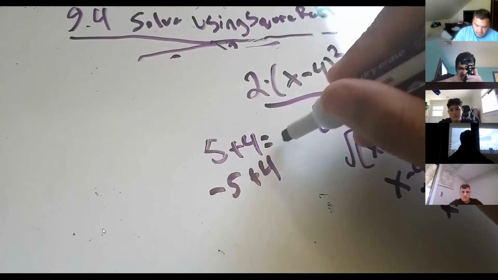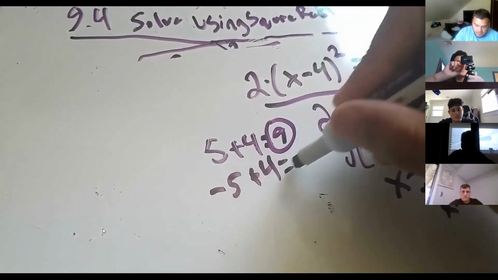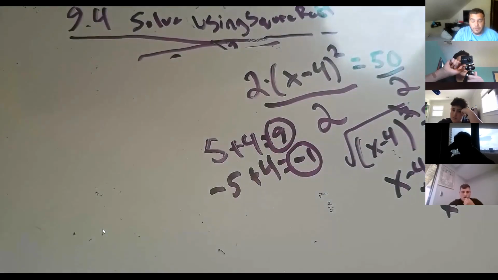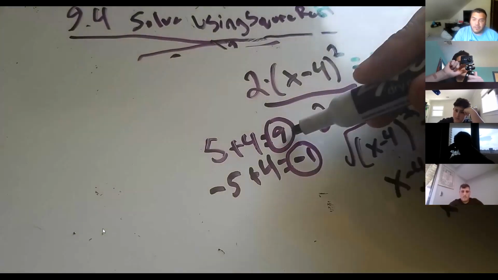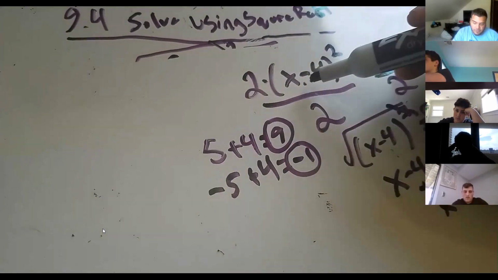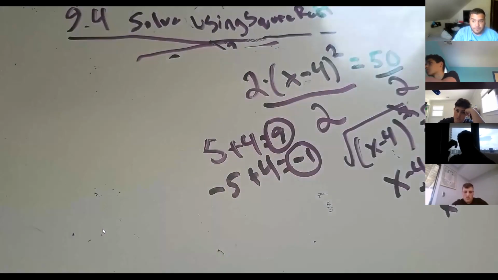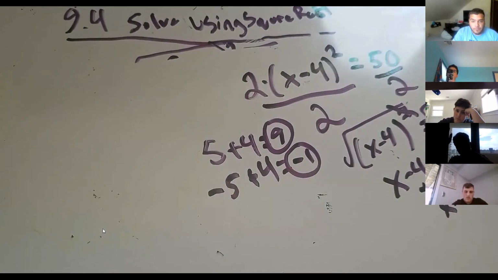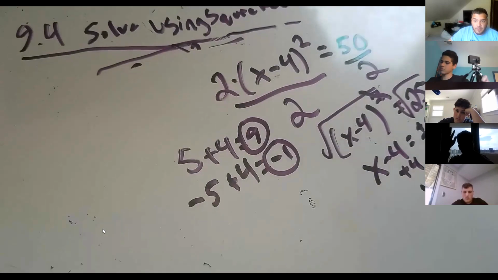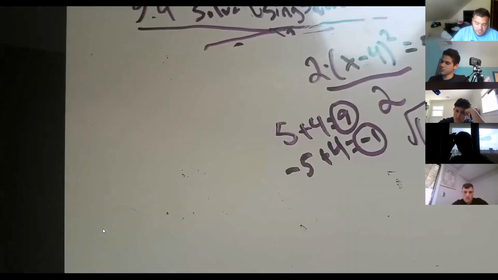Right here is 9. That's one of my answers. Right here, it's negative 1. That's another of my answers. Which means if I plugged a 9 into this equation, I would get my answer. If I plugged a negative 1 into this equation, I would get my answer. Okay? I'm going to give you an example that you are going to try yourselves.